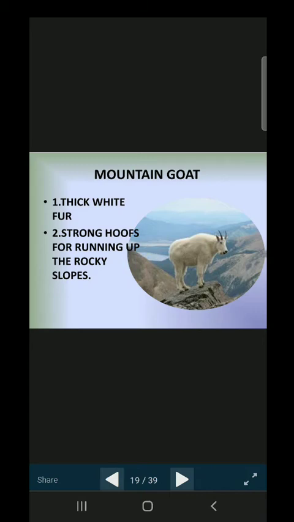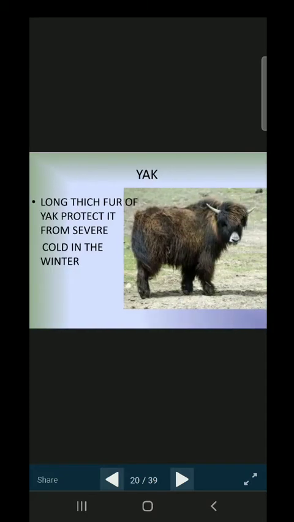Next is the adaptational feature in the mountain goat. These mountain goats have wide, thick fur. They also have strong hooves for running up the rocky slopes. The long thick fur of the yak protects it from the cold.